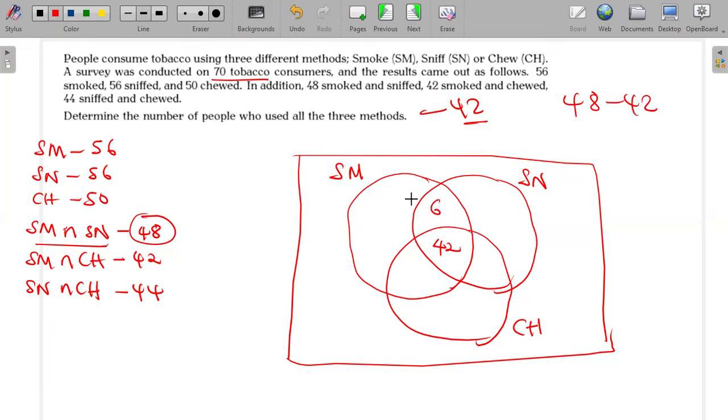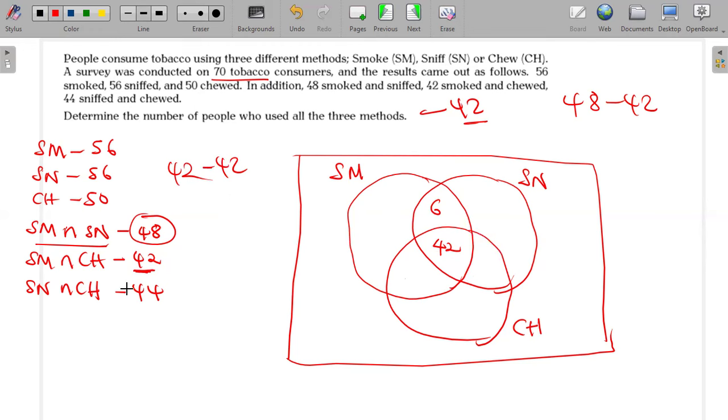So 6, what does this 6 mean? These are just those that smoked and sniffed only and did not use any other method. They smoked and sniffed only. And then we moved on to smoke and chew. So those that smoked and chewed have 42 there. So 42 minus the 42 which we have, which is those in the intersection of all the three, you see this gives us 0. We have none, in short, that smoked and chewed only.